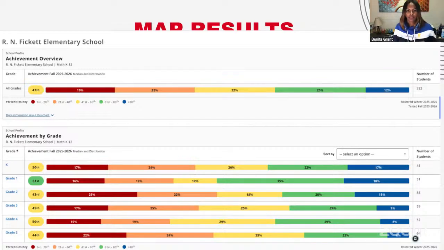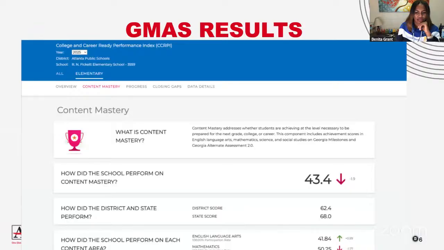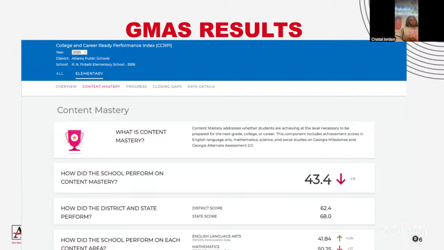Okay. All right, guys. So that's our MAP data. Now I'm going to move over to our Georgia Milestones. So this is why we need to do so well this year. If you look at it, our content mastery went down by 1.9. Content mastery, that 43.4, went down; last year it was like 44 point something. The goal is to really get our content mastery up. Content mastery means these are the kids who are on grade level.